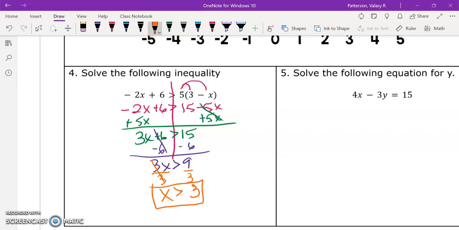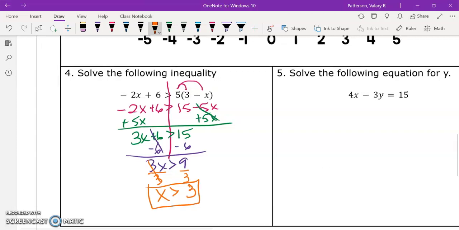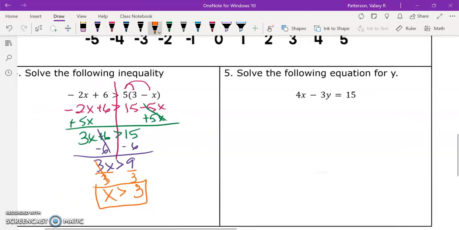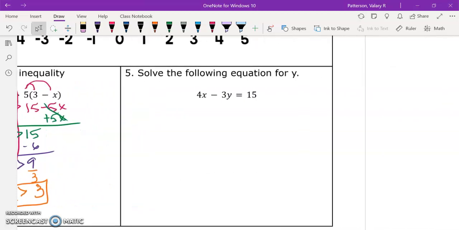Okay, that was the second inequality, and we've got one more, and this one is from lesson 1.5. This is our literal equation, and we are trying to solve for y. So we're trying to get that y value by itself. With these types of equations that we're solving for y, we have 2 steps. The first step is to get the negative 3y by itself, so to move the 4x to the right. I'm going to subtract it because it's positive 4x.